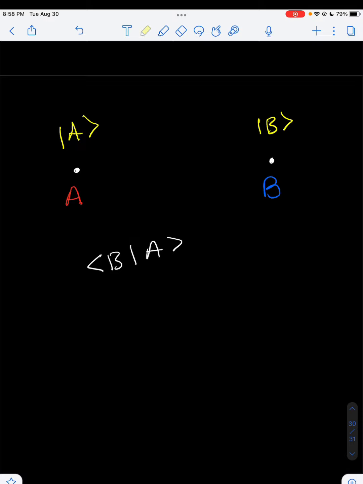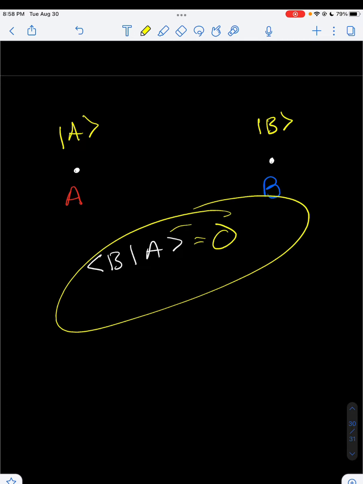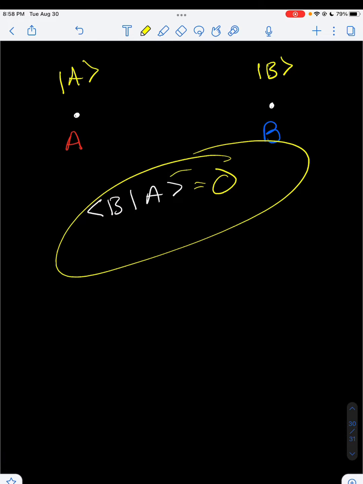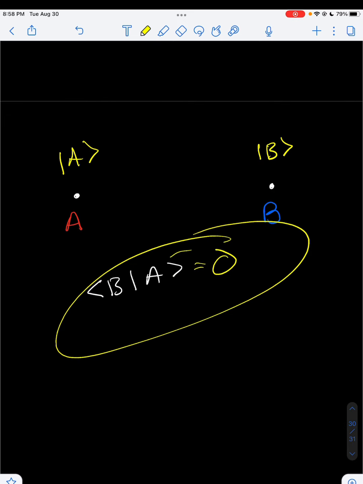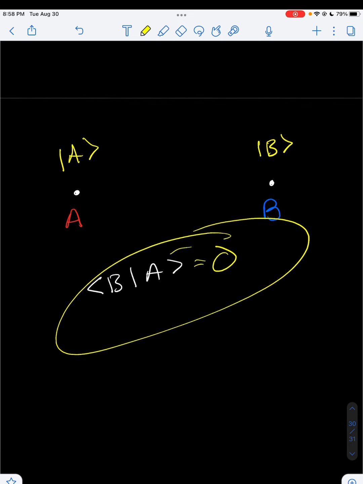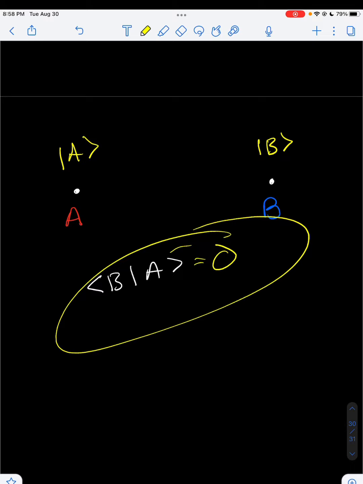So this begs the question, what is this equal to? The answer is 0. That's your answer. The inner product of B and A is 0. And yeah, you don't really need the path integral. We're pretty much done. Thanks for watching and have a great day. Just kidding. There's of course more to that.